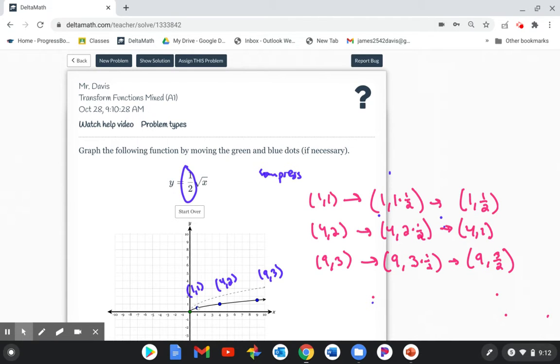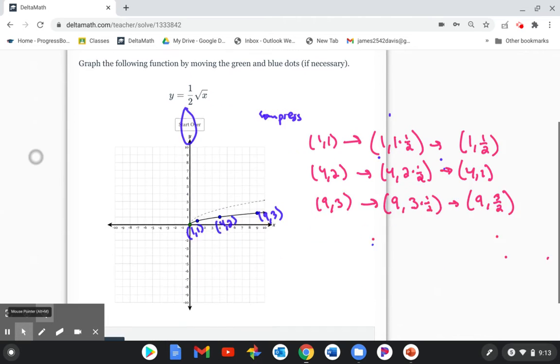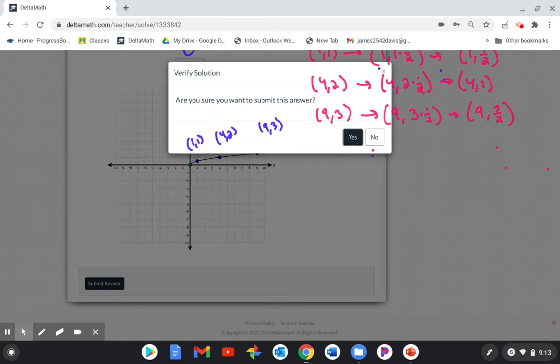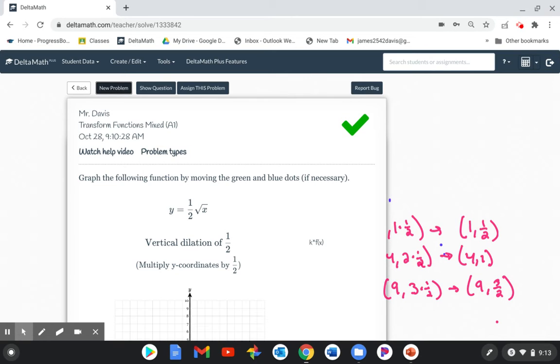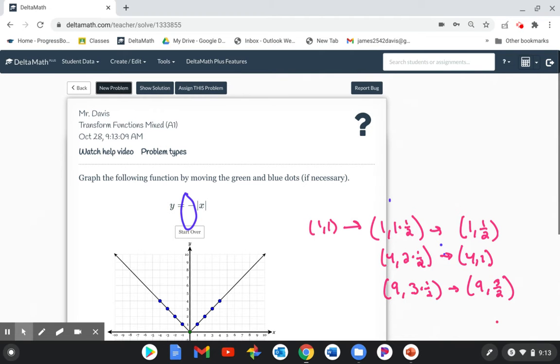Again, all I had to move was one, but I could have just as well moved this (4, 1), put it there, and that worked as well. And notice how it compressed it, kind of smushed it down. All right, let's go ahead and submit this and see how we did. Very good. All right, let's go ahead and try a couple more.